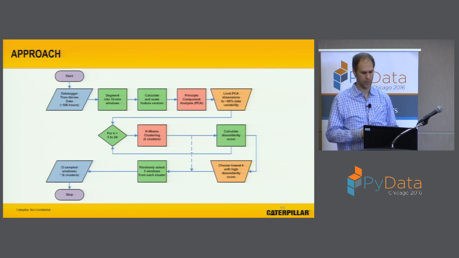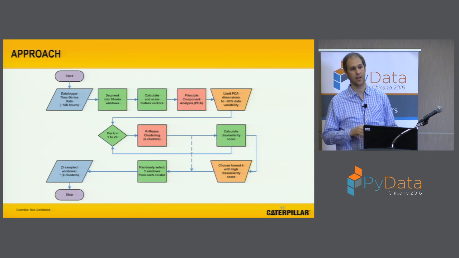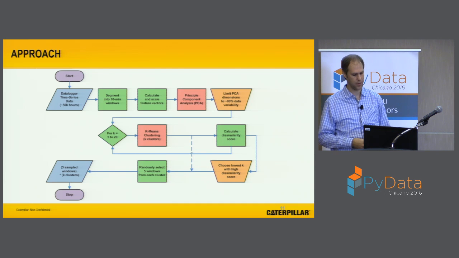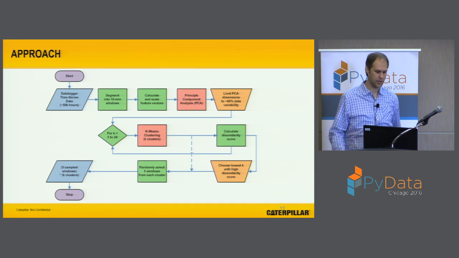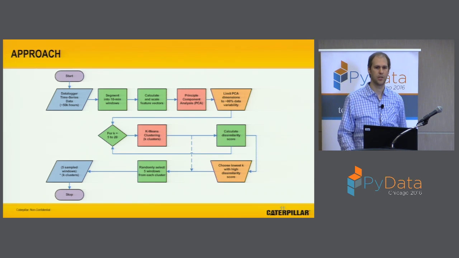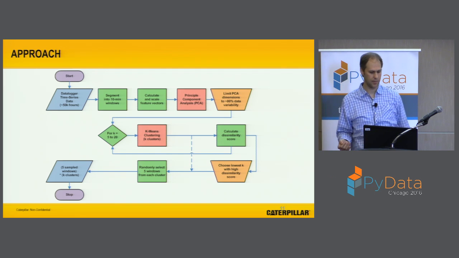So here's our approach. I'm going to go through this kind of at a business analyst level, and then I'll show you a little more of the code behind it. So we start at the top left. We have the data logger time series, and for a given machine model, we might have 50,000 hours, 80,000 hours, something of that nature. And we're going to take all this data and segment it into 10-minute windows.